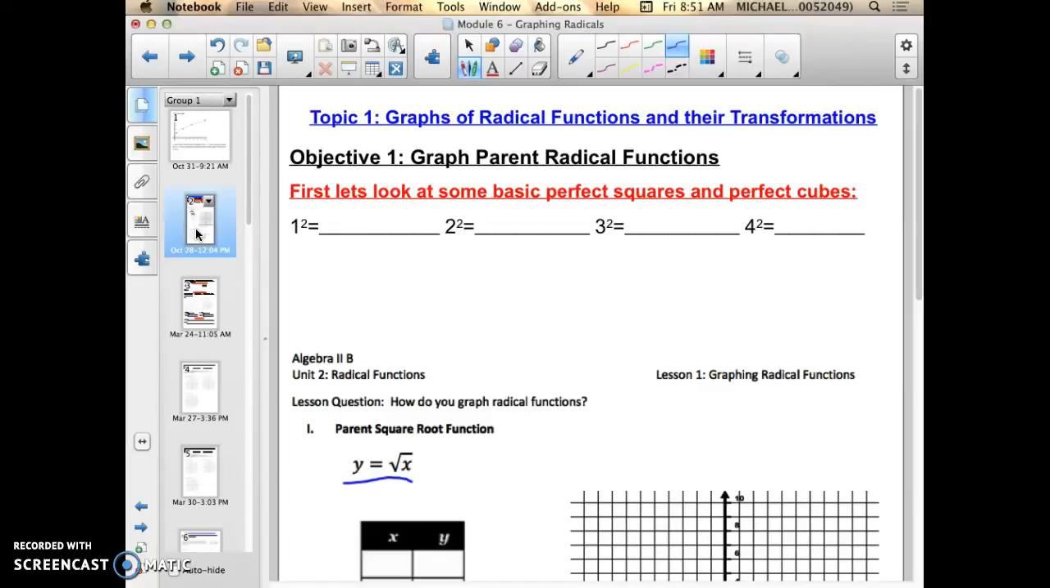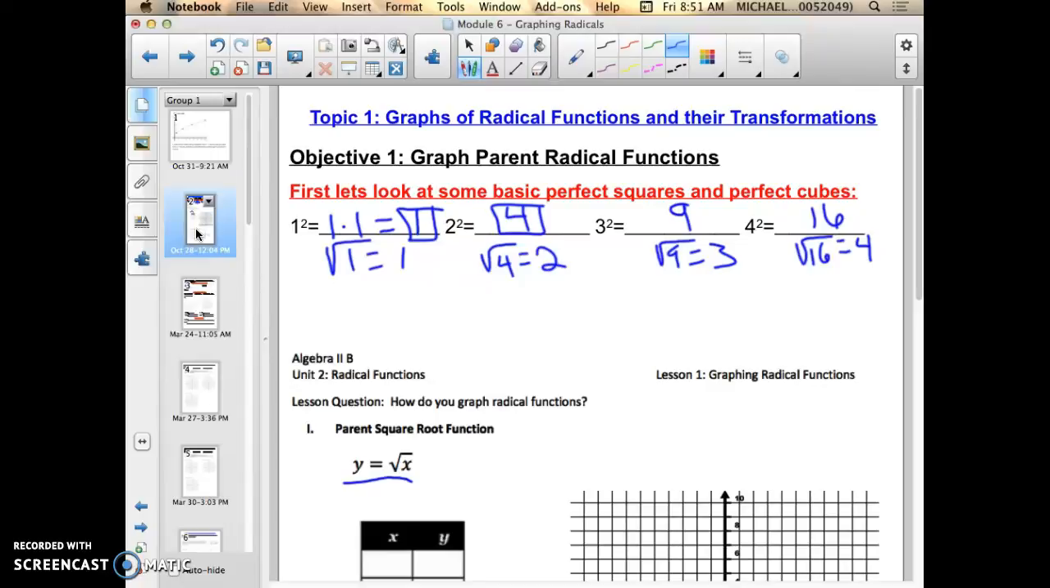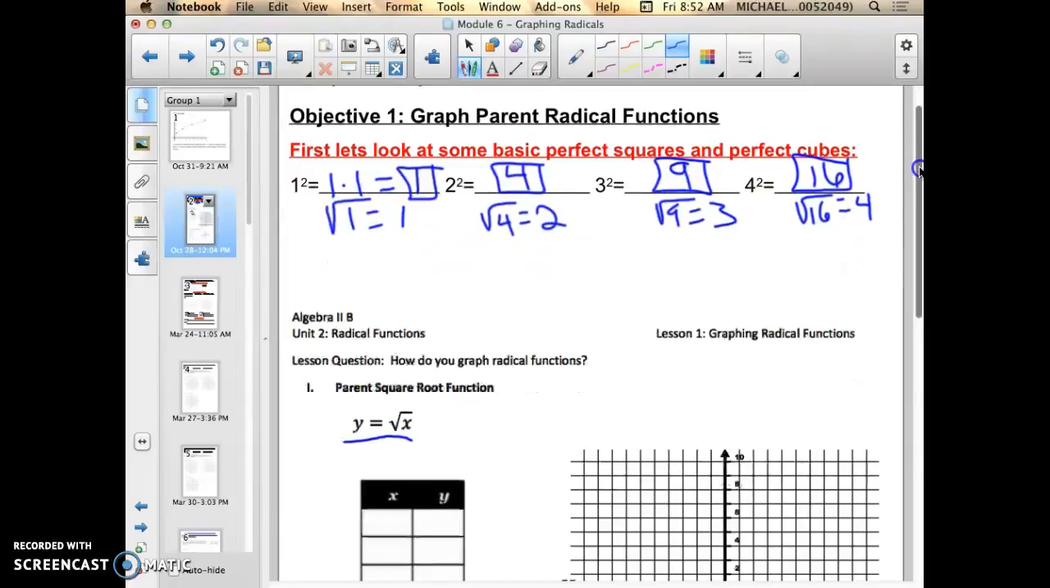1 squared means 1 times 1, and it's 1. And the square root of 1 is 1 as well. So the first perfect square is 1. 2 squared is 4. The square root of 4 is 2. So the next perfect square is 4. 3 squared is 9. 4 squared is 16. Again, because the square root of these numbers gives me a whole number for an answer. So again, the first 4 that I care about are 1, 4, 9, and 16 of perfect squares. All right? So let's look how those interact with the graph itself.